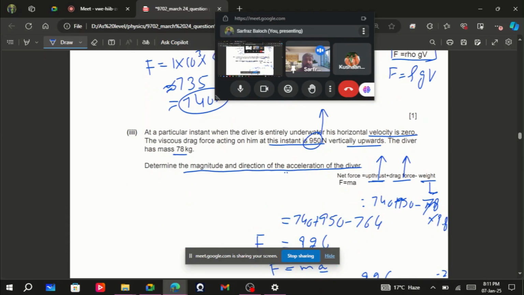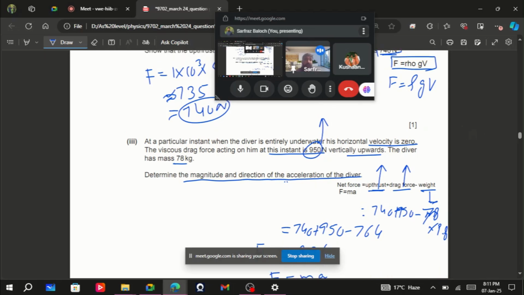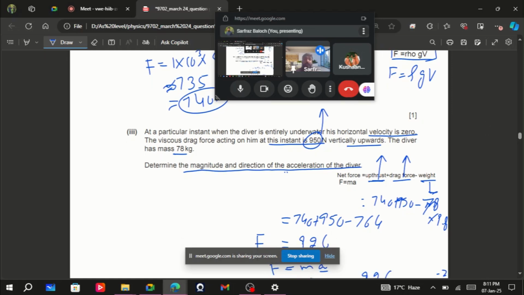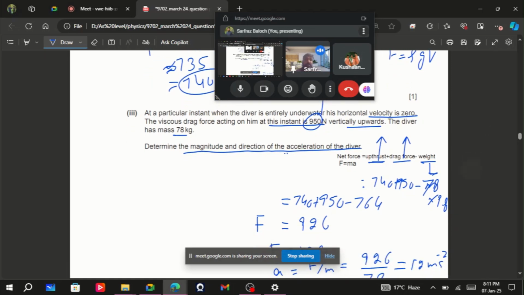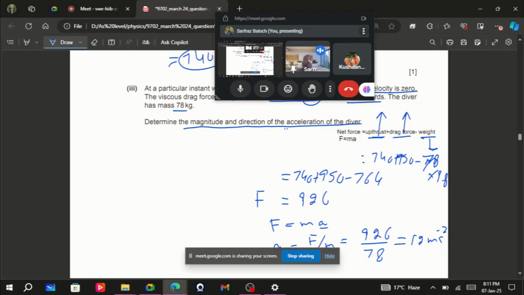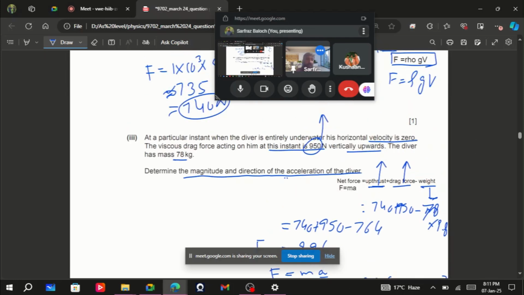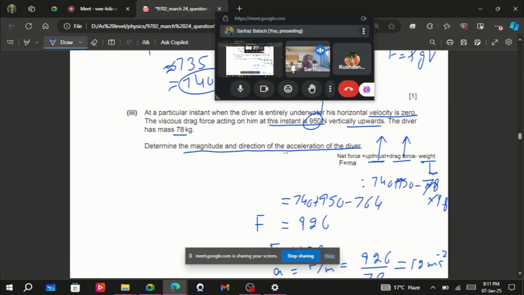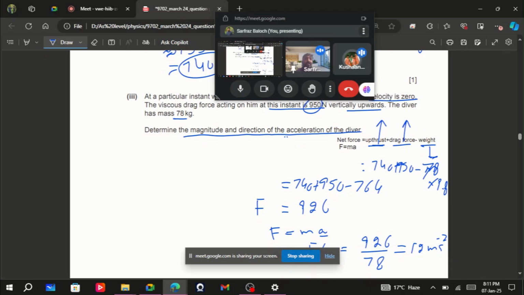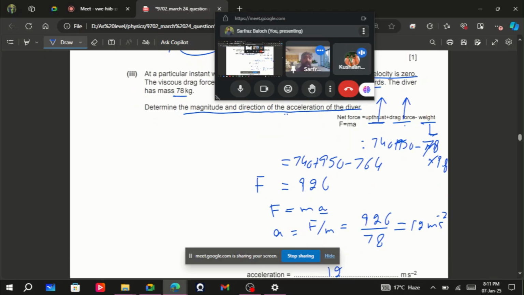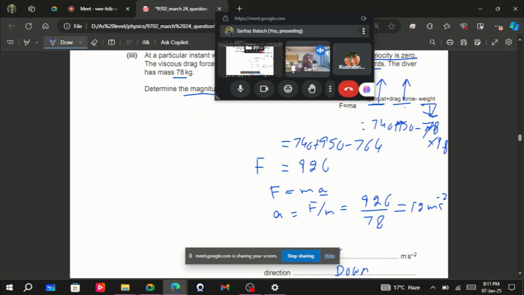Next part. Here a drag force and upthrust of 950 Newton are given, which are acting upward. The mass is given. Determine the magnitude and the direction of the acceleration of the diver. So here we have to find the magnitude of acceleration. Initially we have upthrust, and now this is another force given, and both forces are in the same direction. So you will just add up these two forces, and you will subtract weight from it. These arrowheads show the direction. The arrowhead for upthrust is upward and for drag force is also upward, and for weight the arrowhead is downward, meaning it's acting downward. So simply you will add and then subtract.